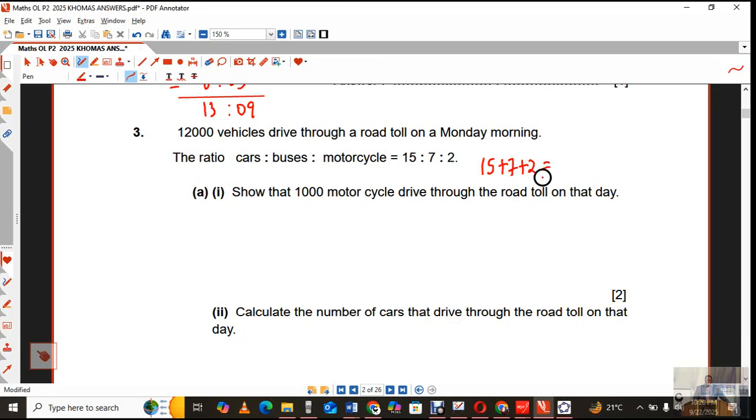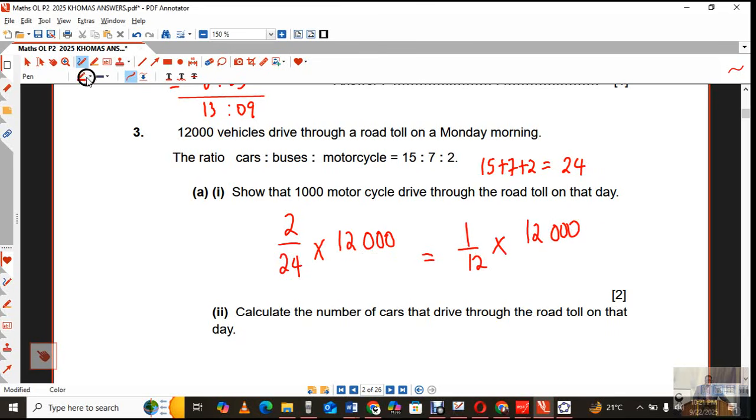So whenever you do add them up, you get 24. And the motorcycle is two parts of that 24. So you have two 24ths of the total number of vehicles that pass through there. And surely if you do that, you're going to get, well, this is 1 over 12. If you simplify this, multiply that by 12,000. Okay, and of course, you can use a calculator. Obviously, it goes in here. 1,000. So the answer is therefore 1,000 motorcycles.